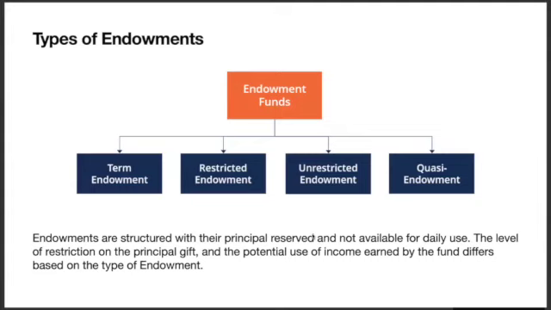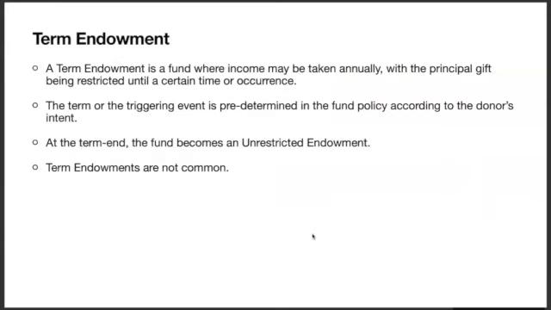So here we have a list of the most common endowments. It's a term endowment, a restricted endowment, an unrestricted endowment, and a quasi-endowment. Now, as I mentioned before, with the structure of these, most of them are structured to have principal reserved but not available for daily use, where the income is available at least to be taken annually, depending on your spending policy. And we'll go into what all that means and then jump into each of the 4 types of endowments here. So the first is a term endowment.